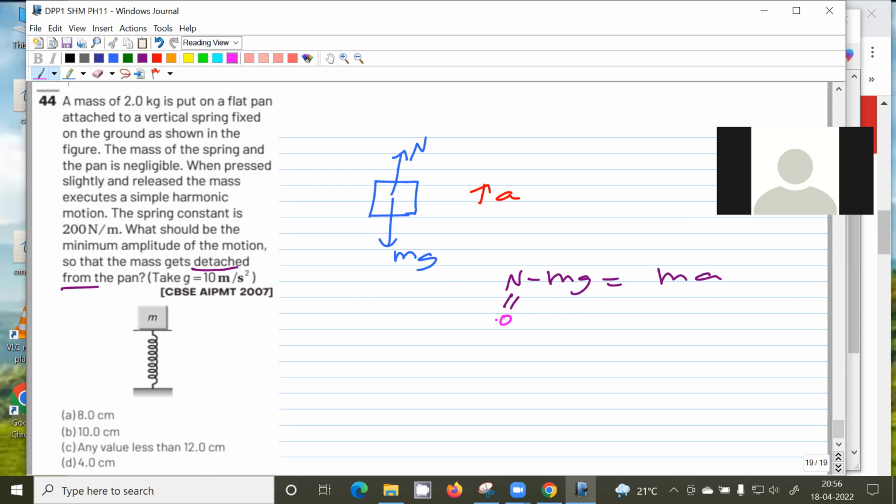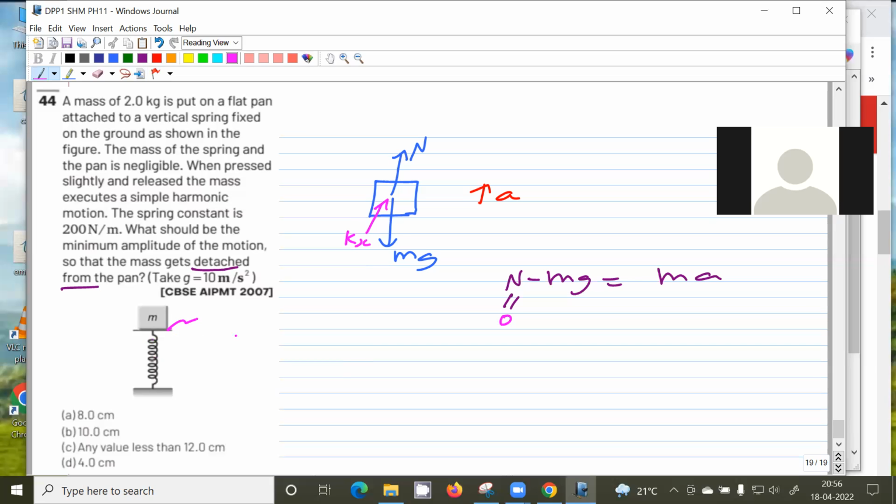Normal reaction is actually exerted by the spring motion. It's just spring force. There is a contact here, no? There is one more force between the spring and the mass, no? Okay, so where will it lose contact?